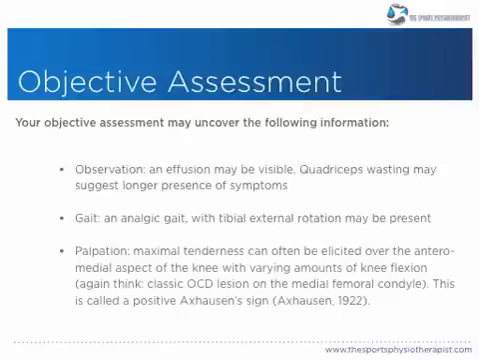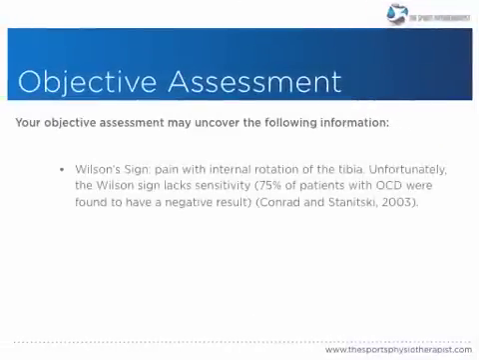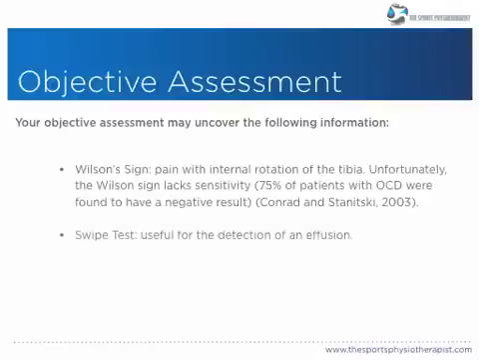Palpation shows maximal tenderness over the anteromedial aspect of the knee with varying amounts of knee flexion. This is called a positive Axhausen sign. Wilson's sign is pain with internal rotation of the tibia. Unfortunately, this test lacks sensitivity, as 75% of patients with osteochondritis dissecans were found to have a negative result. The swipe test may be useful for the detection of an effusion.